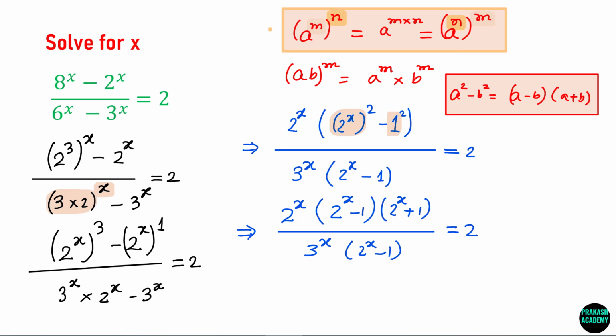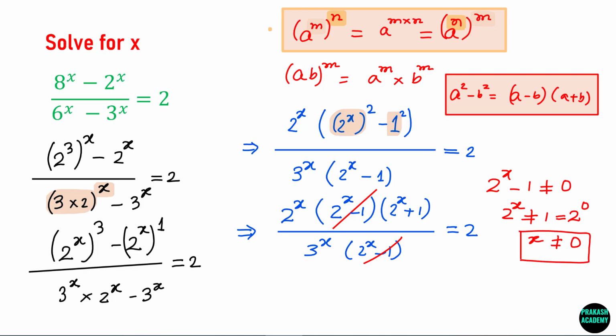Now we can basically cancel out these two terms, but for that this should not be 0. This means I can cancel only if 2 raised to the power x minus 1 is not equal to 0. This means 2 raised to the power x is not equal to 1, which is equal to 2 raised to the power 0. This means x is not equal to 0.